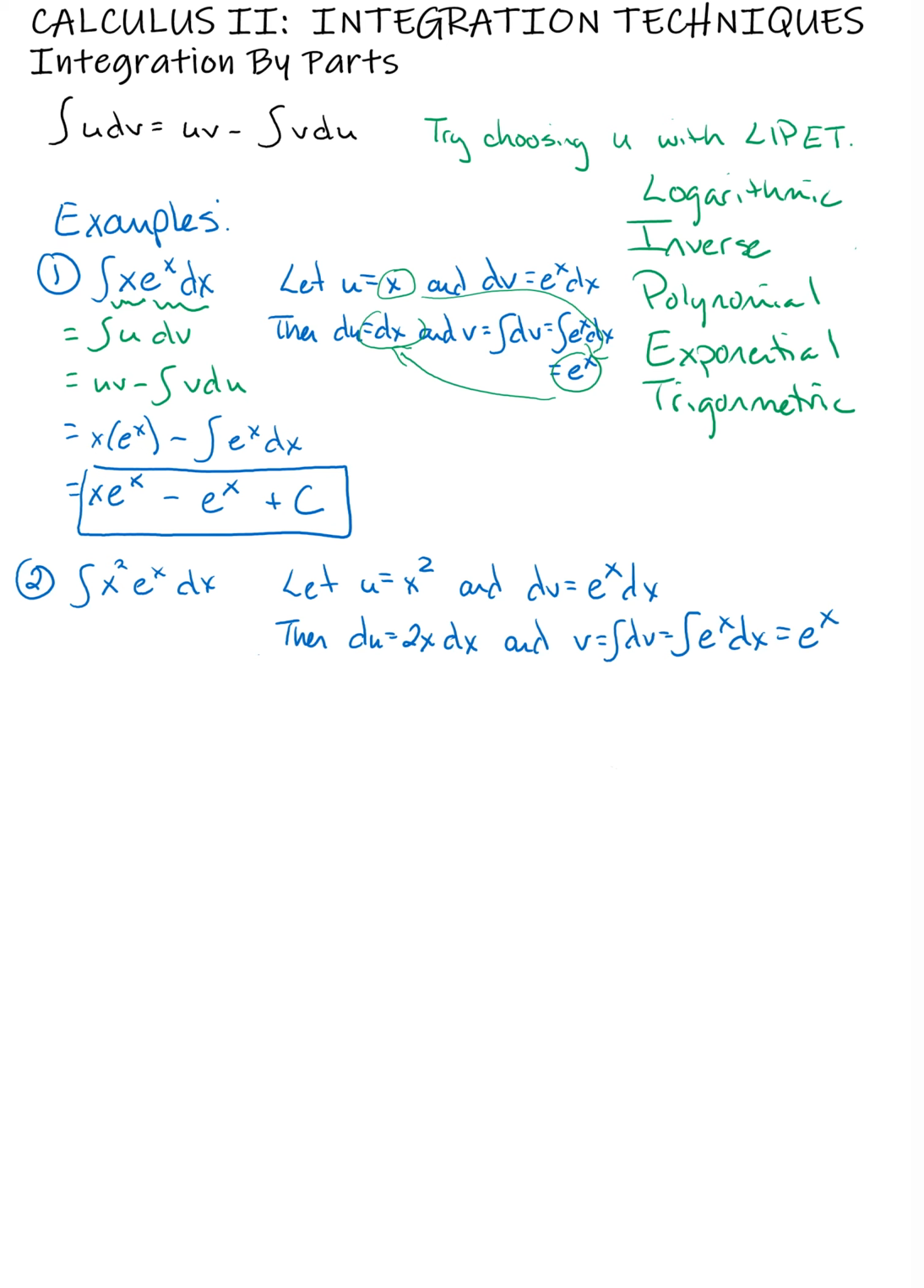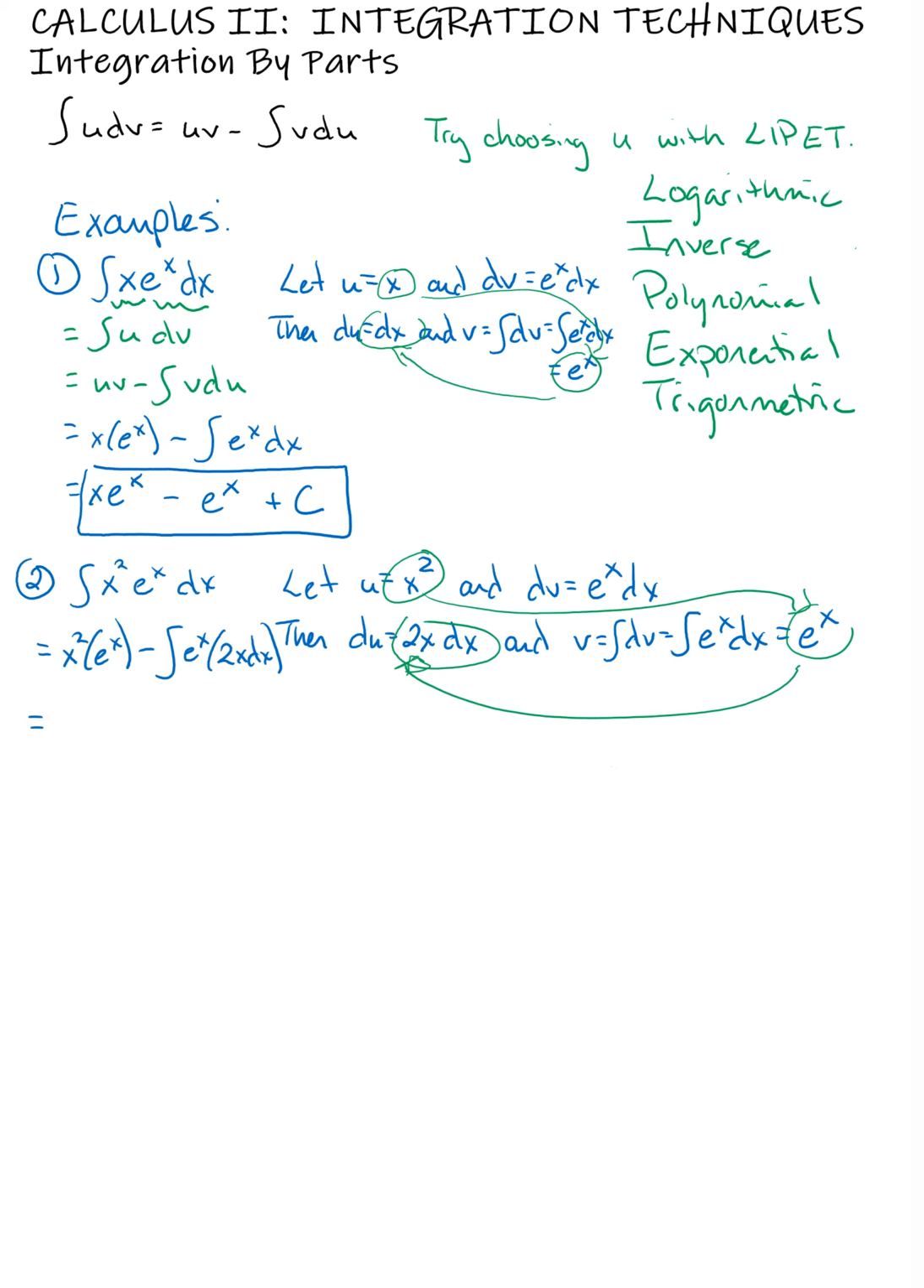All right, so using the formula, I'm not going to write it down this time. Hopefully you can see we're going to start with u times v, and then we'll take v du. So u, x squared, times v, e to the x, minus the integral of v, which is e to the x, times du, which is 2x dx.